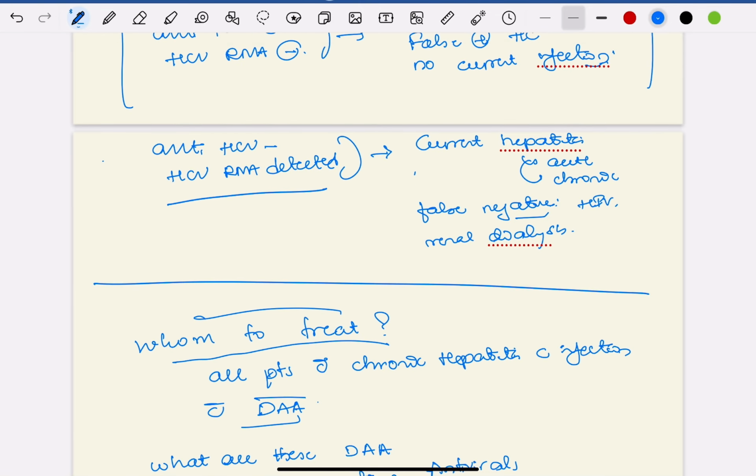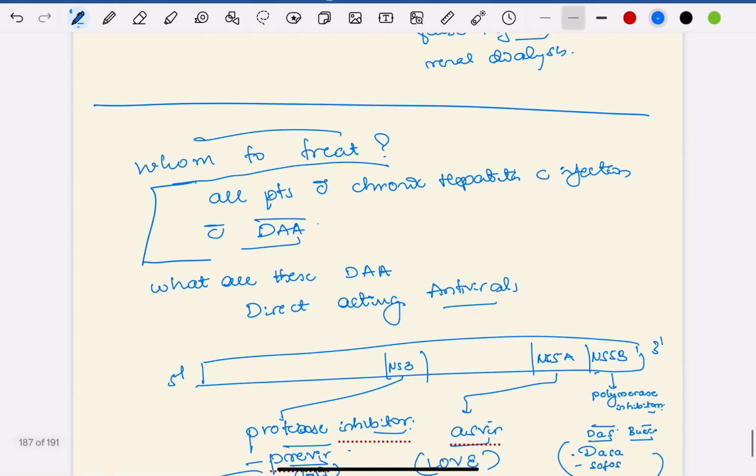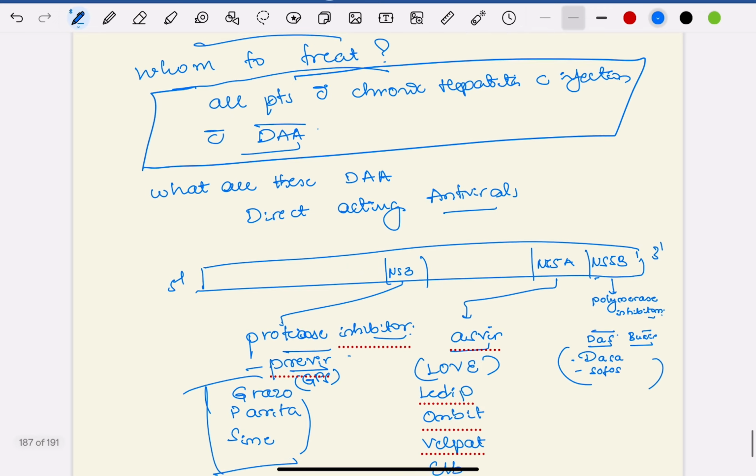Okay, next question comes, whom to treat? That's about diagnosis. After diagnosis, whom to treat? So one sentence that you have to remember is, all patients with chronic hepatitis C have to be treated with DAA. So what are these DAA? DAA are nothing but direct acting antivirals. So let's talk about DAA here.